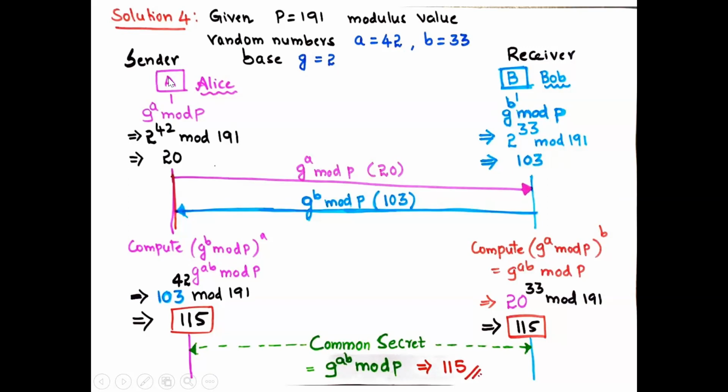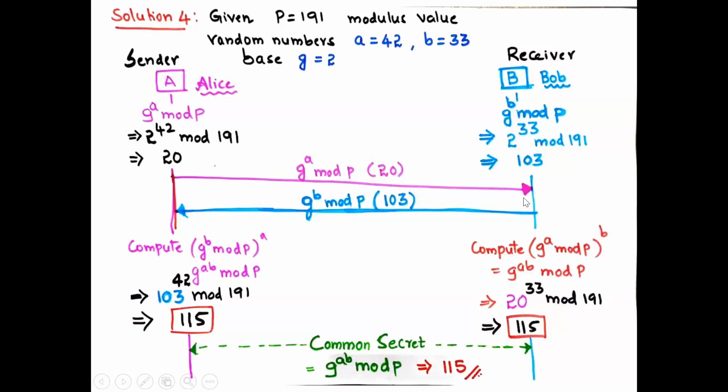The sender is Alice and the receiver is Bob. First, the sender has to calculate the partial key, G raised to a mod P, which is 2 raised to 42 mod 191. If you do it, 2 raised to 42 mod 191 turns out to be 20. This partial key generated by Alice will be sent to Bob.